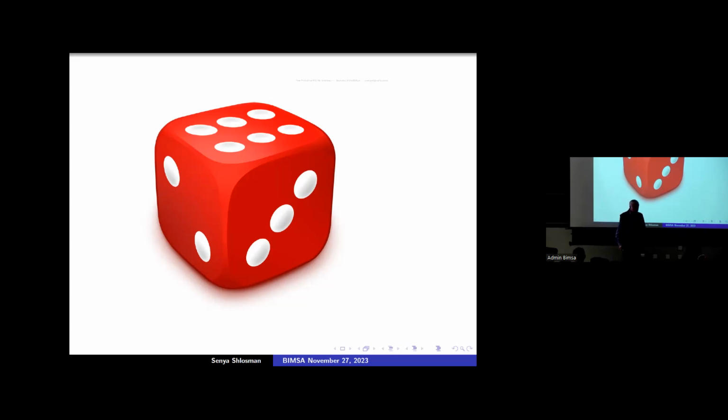Namely, for the Ising model, it will have six flat facets. And then the edges would be smoothed out, and the vertices would also be smoothed out. So it's really like a dice. That's a theorem. This is how the droplet of one phase looks like in the three-dimensional case.